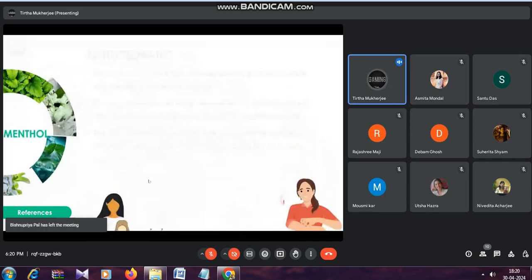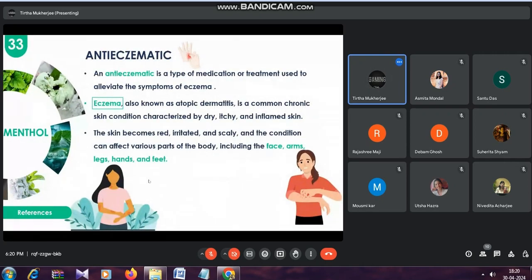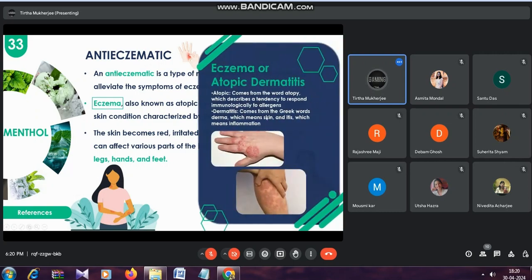Moving on. Next is anti-eczematic. An anti-eczematic is a medication or treatment used to alleviate the symptoms of eczema, also known as atopic dermatitis. Now, this is what eczema looks like. Atopic comes from the word atopy, which describes a tendency to respond immunologically to allergens. And dermatitis comes from the Greek word derma, which means skin, and itis, which means inflammation.